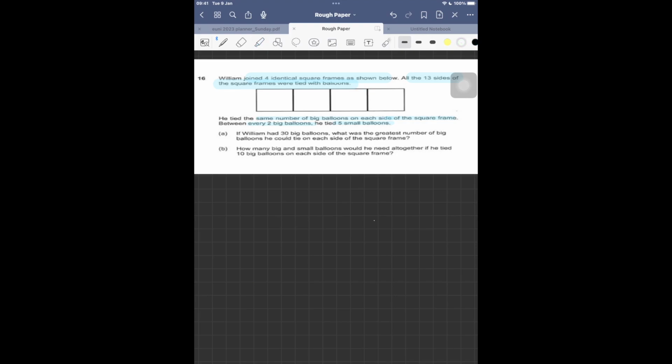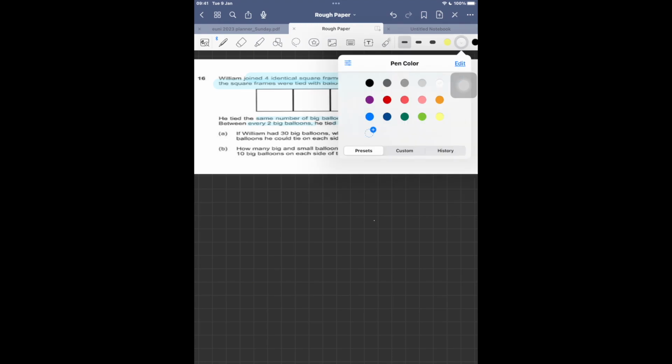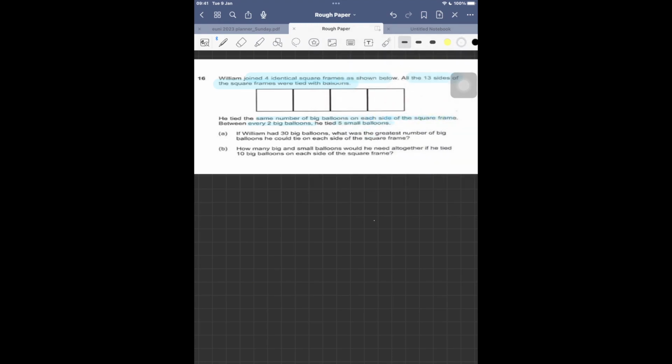Okay, so the information that we get now is every two big balloons, right? Between big balloons, you have 5 small ones. So this is one set. Okay, if William had 30 big balloons, what was the greatest number of big balloons he could tie on each side of the square frame? This is the question.